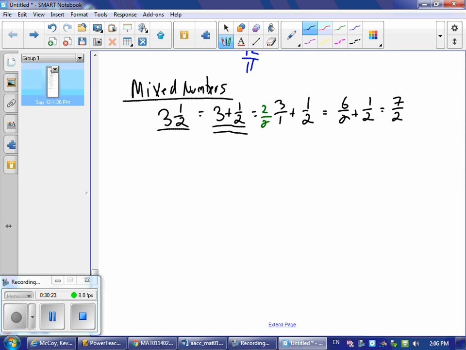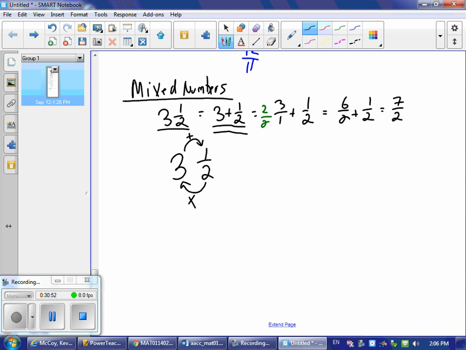So that's how you would change a mixed number into an improper fraction. That's a long, tedious process. There's probably a much easier way to do it. I'm not sure if you've ever been taught this before, but this is the way I was taught. If I have something like 3 1/2, I multiply my denominator times my whole number, and then I add that to the numerator and put it back over the denominator.